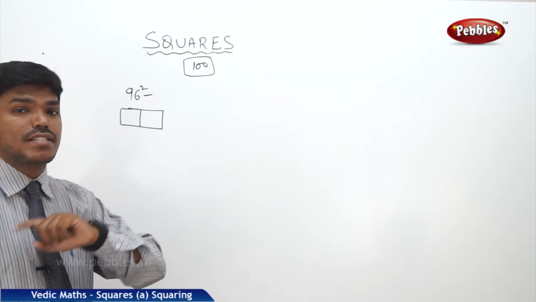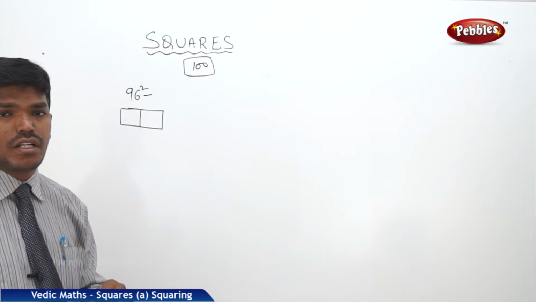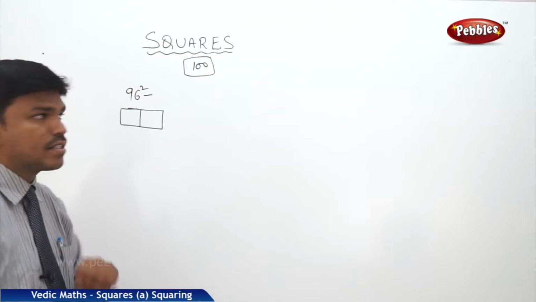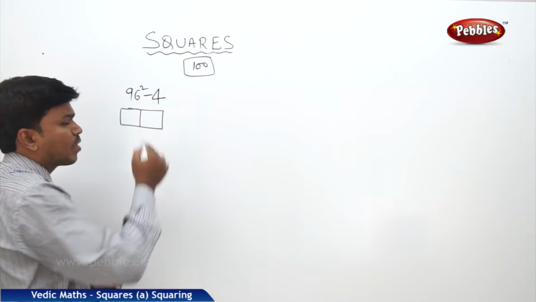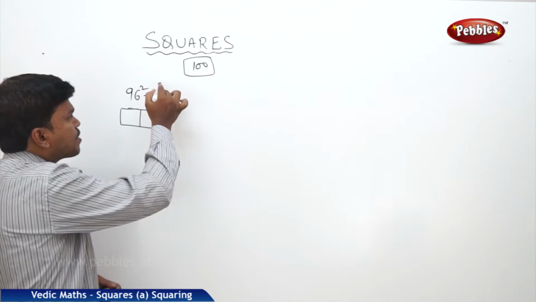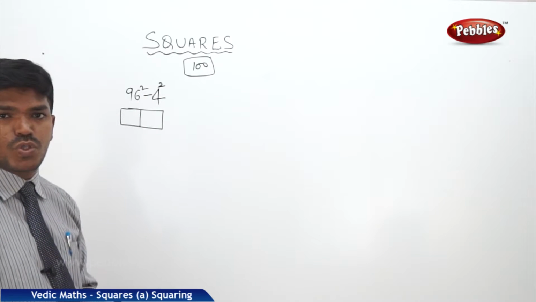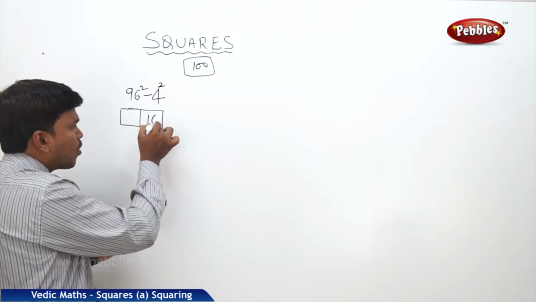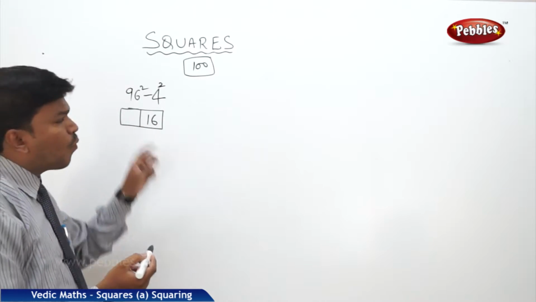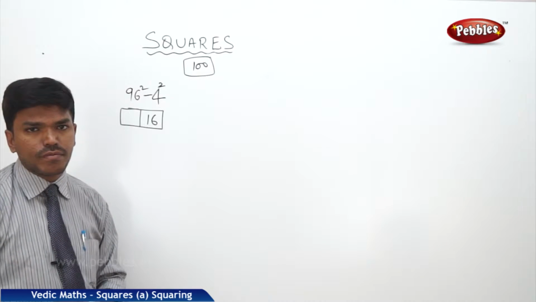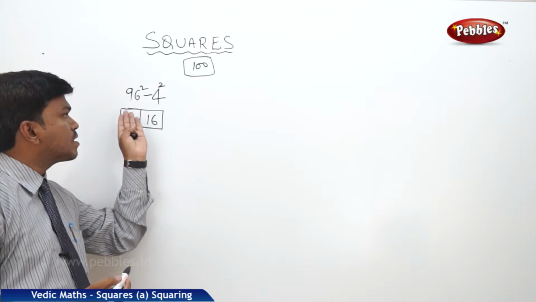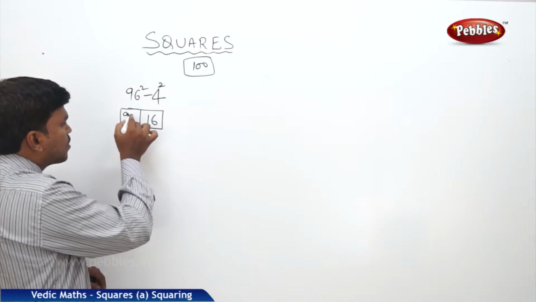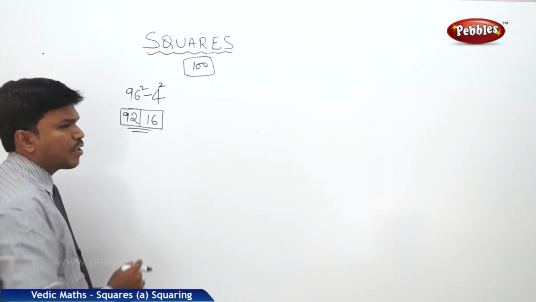And how much less is 96 when you compare with the 100? 4 less. Right, here 4. Now you tell me, what is 4 square? 4 square is 16. Write that 16 in the right side box. What is 96 minus 4? 92. Write in the left side box. So your answer is 9216.